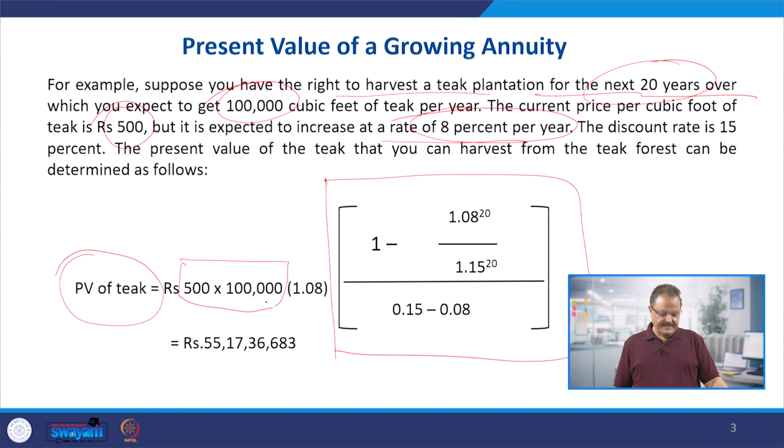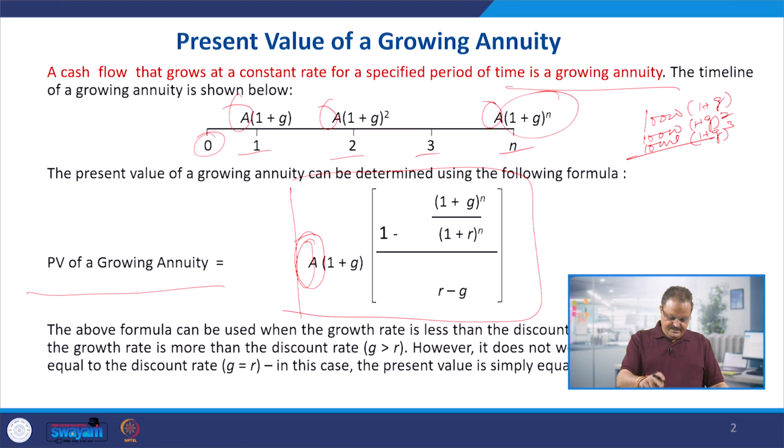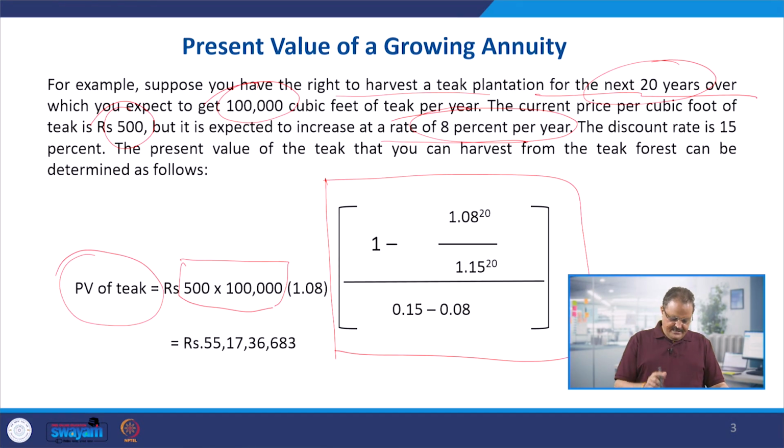This is the value of A, this is 500 into 1 lakh, and we have to multiply it by the growth rate. The formula says it is 1 plus G. So 1 plus G, basically it is the growth rate which is given to us here, that this annuity is going to increase at the rate of 8% per annum. So this is going to be 500 into 1 lakh multiplied by 1.08, because it is 1 plus G.